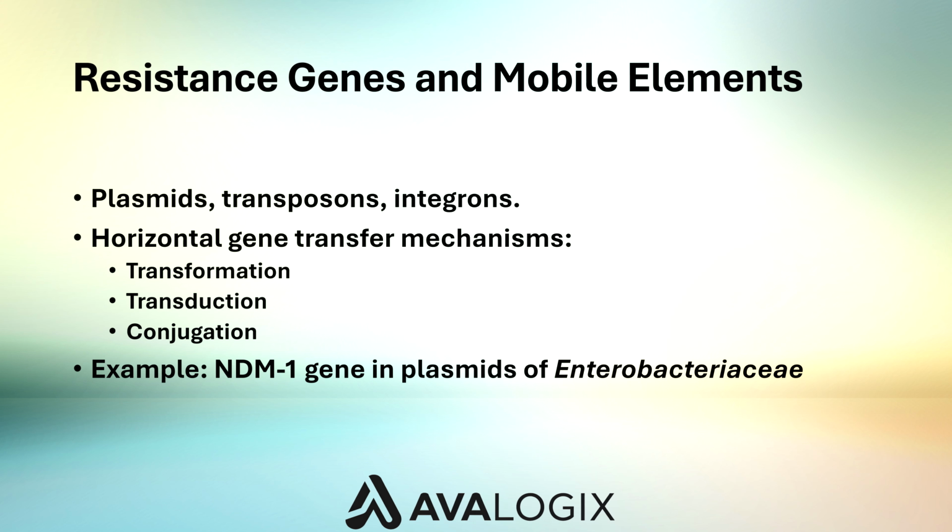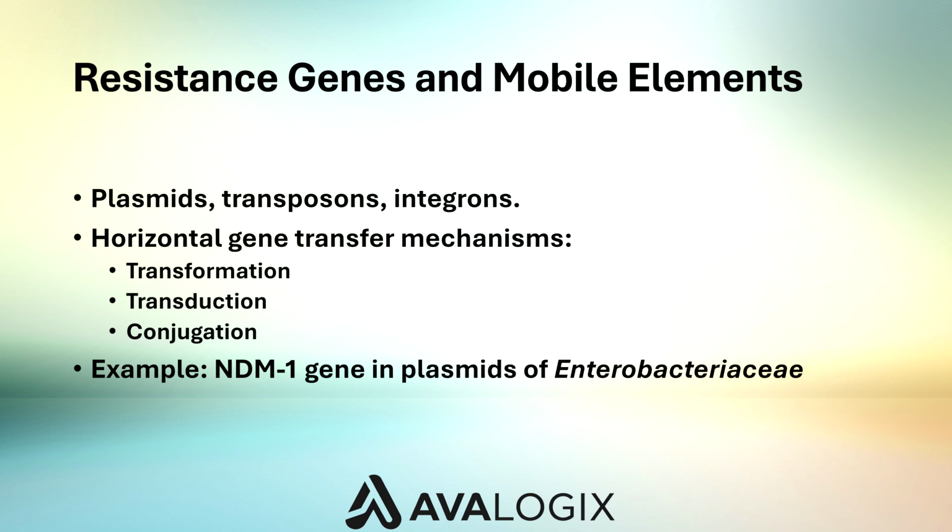Now, let's focus on how resistance spreads at the genetic level, specifically through mobile genetic elements. Resistance genes are often found on mobile DNA elements like plasmids, transposons, and integrons. These elements can move between bacteria, even across species, facilitating the rapid spread of resistance traits. Plasmids are small, circular DNA molecules that replicate independently of chromosomal DNA. They often carry multiple resistance genes. For example, a single plasmid can carry genes for beta-lactamase production, efflux pumps, and aminoglycoside-modifying enzymes.